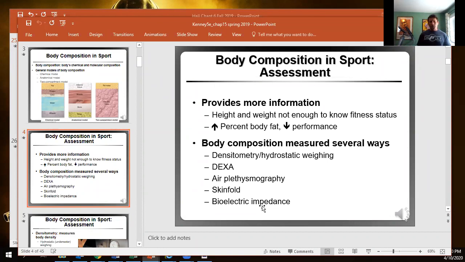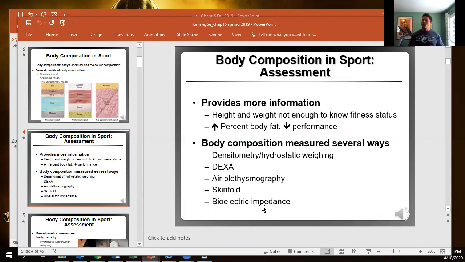So it's really important to know this, because it lets us know, okay, yeah, the athlete's bigger, but they also have more muscle mass, which typically makes you a better athlete in most sports. And just because you're smaller, once again, doesn't mean you're smaller because you don't have any fat. Some people are smaller because they don't have any muscle.